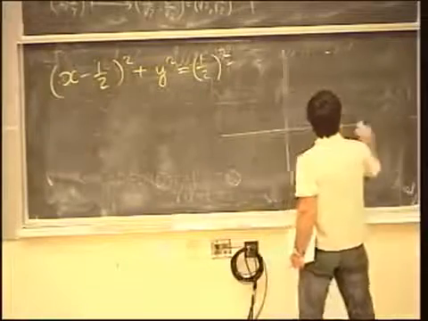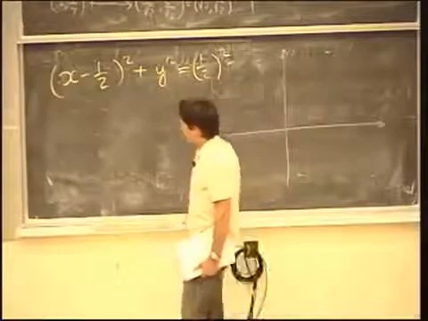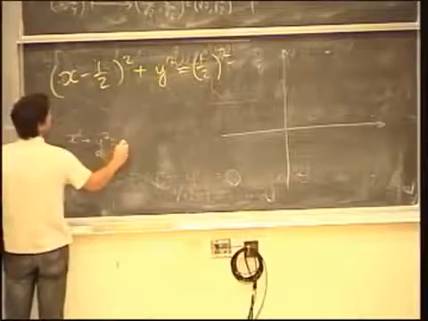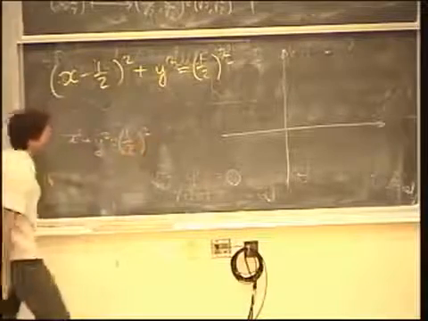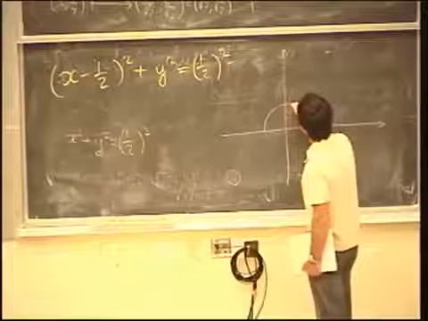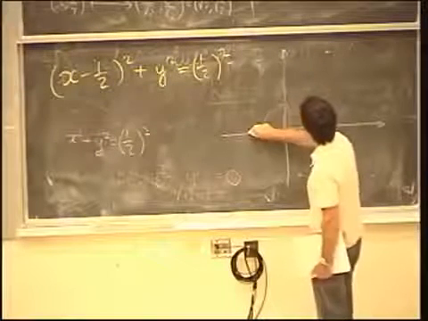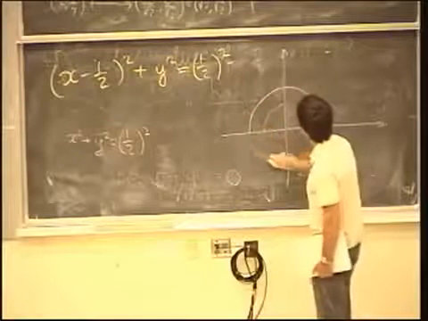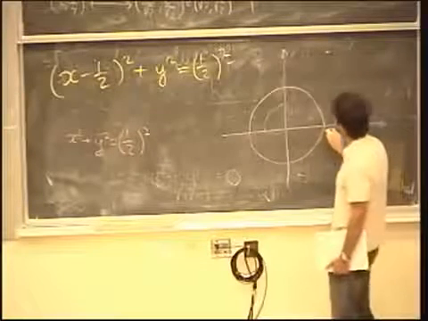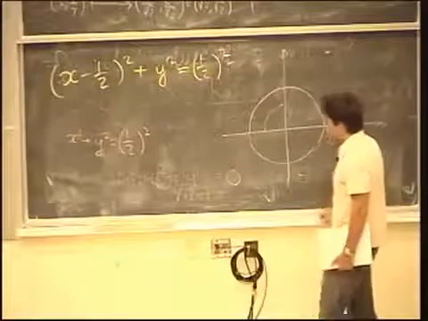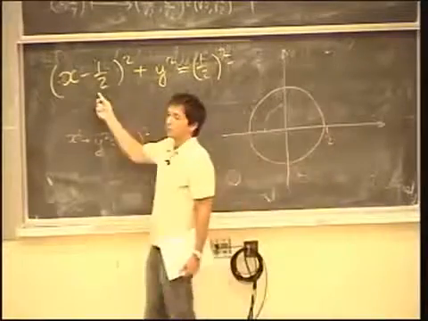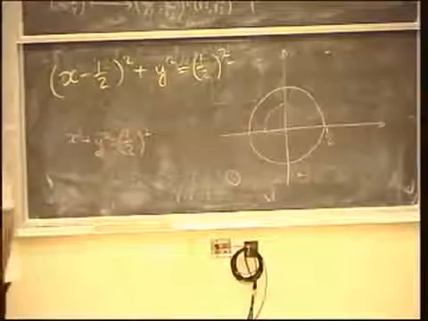And now we can draw it because, of course, we are more familiar with the curve x² + y² = (1/2)². That curve is a circle, of course, of radius 1/2. Let me make it bigger. One-half. What's the difference between this equation and this equation? We just shift by 1/2, right? So what does it mean geometrically?